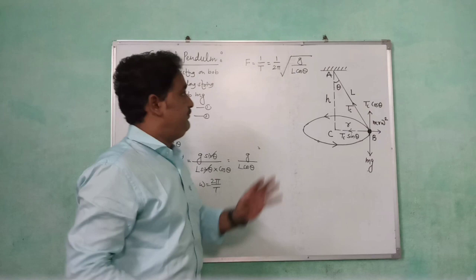So we cannot make the string horizontal. Otherwise, all the forces in the string would be balanced by only the tension and the other forces would become 0. So remember, the period and frequency of the conical pendulum depend upon theta and the length of the string.